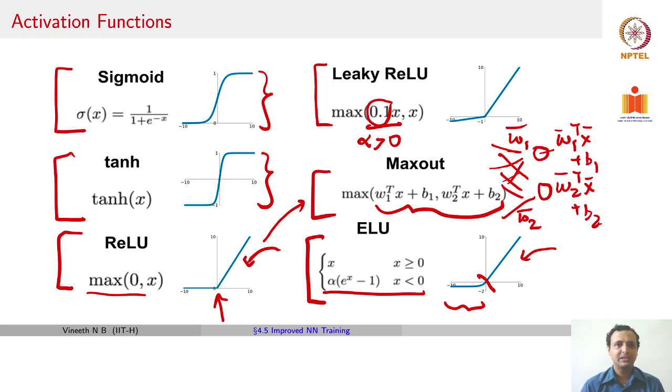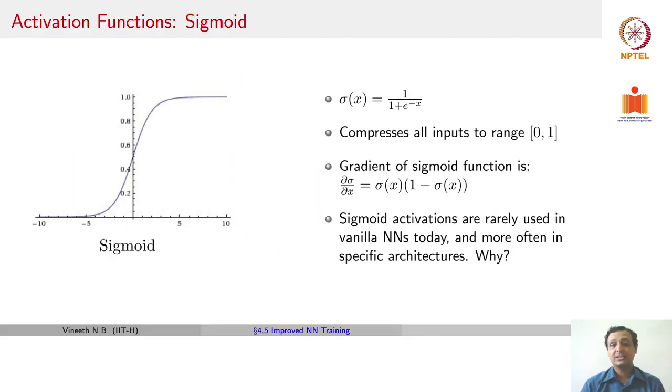Now let's try to visit some of these at least in more detail and try to understand how they can affect the training of neural networks. Let's consider the earliest one, sigmoid, which is given by 1 by 1 plus e power minus x. Clearly, it compresses all inputs to the range 0, 1. The gradient of the sigmoid function, hope you've worked this out, this was a homework, which is dou sigma by dou x, is given by sigma of x into 1 minus sigma of x.